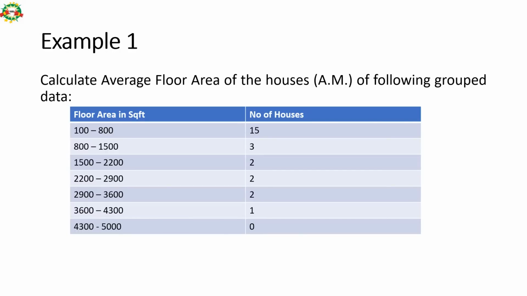Let us understand arithmetic mean with the help of an example. There could be a question examiner may ask to calculate average floor area of houses of following grouped data. So these are the areas of each house class, 100 to 800, 800 to 1500, and these are the number of houses falling within each class floor area. How to calculate average floor area or arithmetic mean of these houses?